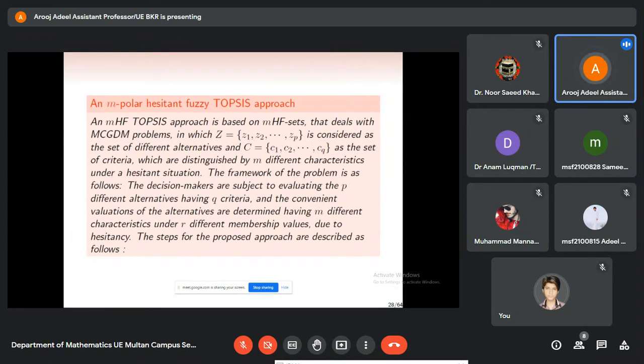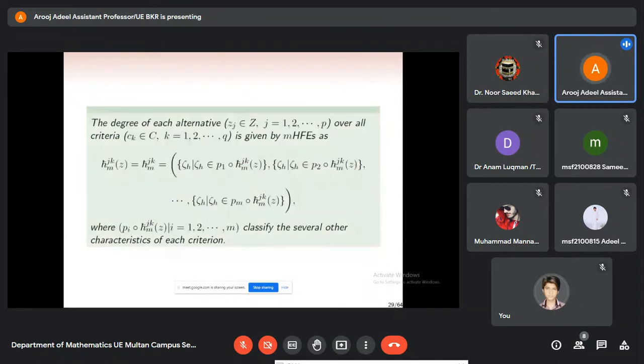This framework of the problem is as follows: decision makers are subject to evaluate the P different alternatives having Q different criteria, and the convenience valuations of the alternative are determined having M different characteristics under R different membership values due to the hesitancy. The steps of the proposed approach are described in the next slide. First of all, the degree of each alternative over all the criteria are given by the M-polar Hesitant Fuzzy elements, which are given in this form, and they classify the several other characteristics of each criteria.